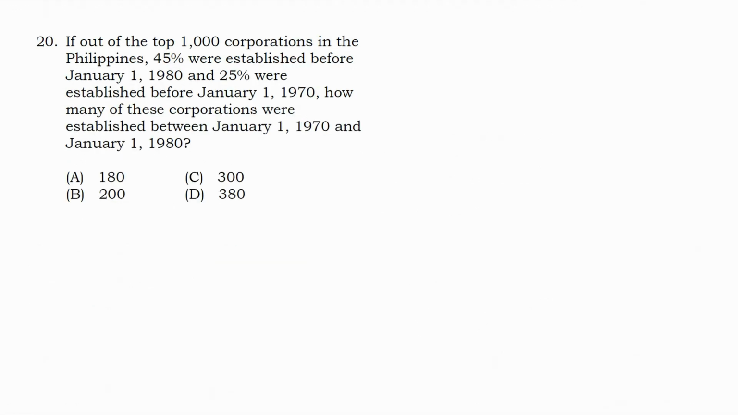Number 20, if out of the 1,000 corporations in the Philippines, 45% were established before January 1, 1980, and 25% were established before January 1, 1970, how many of these corporations were established between January 1, 1970 and January 1, 1980? So, for this one, para lang ma-visualize nyo, ganito yung itsura niya. So, January 1, 1970 and January 1, 1980 daw na establish yung corporations, yung top 1,000 corporations.